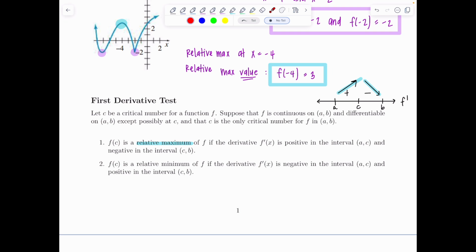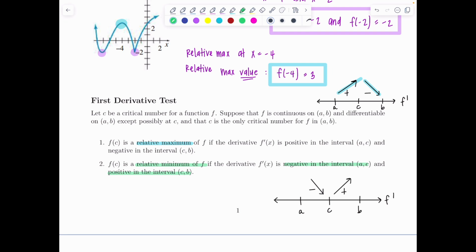Similarly, f of c is a relative minimum of f if the derivative is negative from a to c and then positive from c to b. So let's draw again. So here's f prime. We have some interval from a to b, and there's a critical number between. The derivative is negative on that first interval, so that means the function's decreasing. And then it's positive on the second interval, so then that means the function's increasing. And hopefully by drawing these arrows, it's clear to you, yes, there's a relative or local min at c.